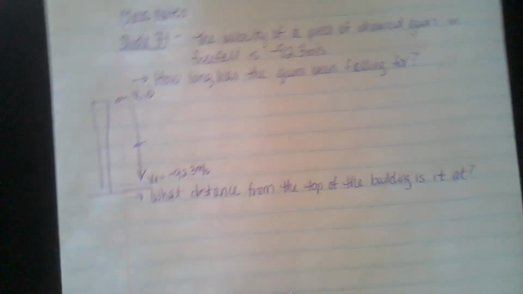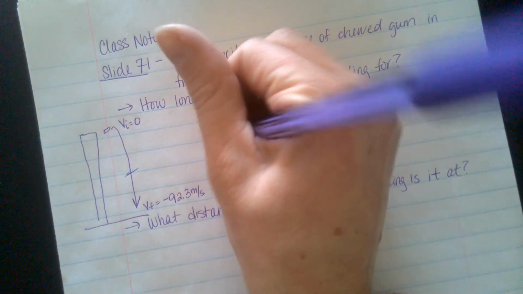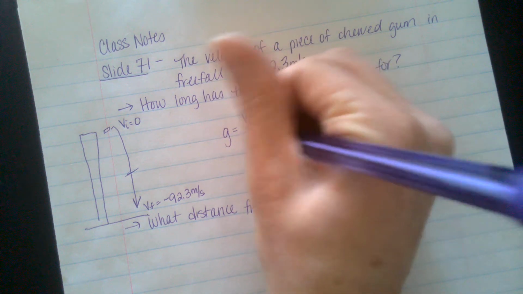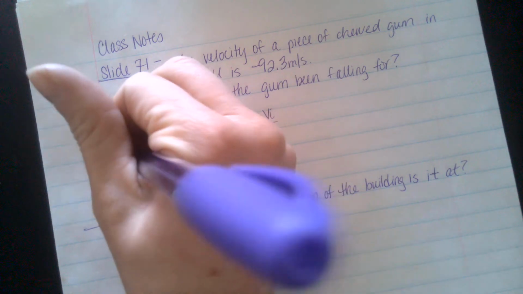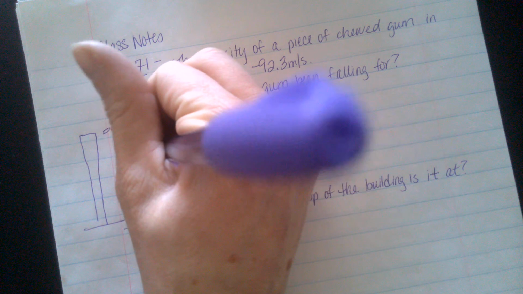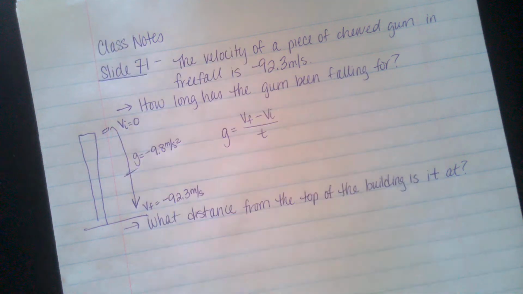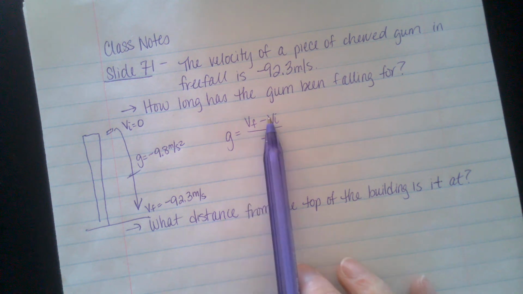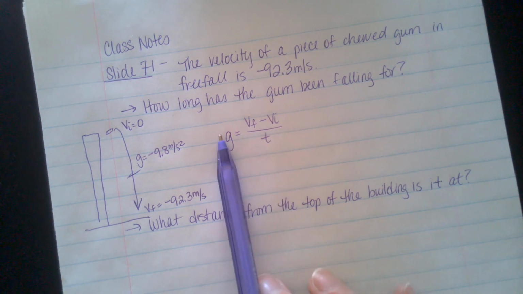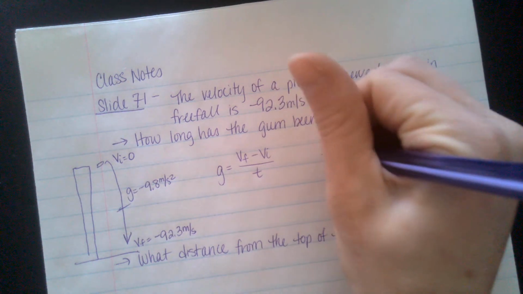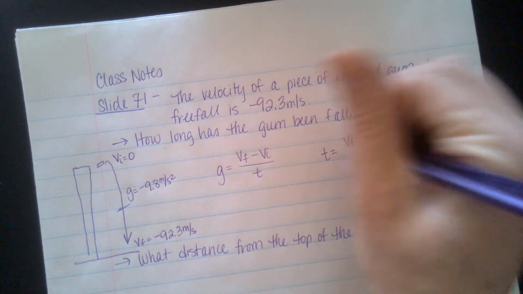So G equals VF minus VI over T. We know that G, since this gum is in free fall, is the acceleration of gravity, which is negative 9.8 meters per second squared. So we're going to rearrange this to solve for time. You would multiply time over here and then divide by G. So you end up just switching places with the G and the T. So T equals VF minus VI over G.